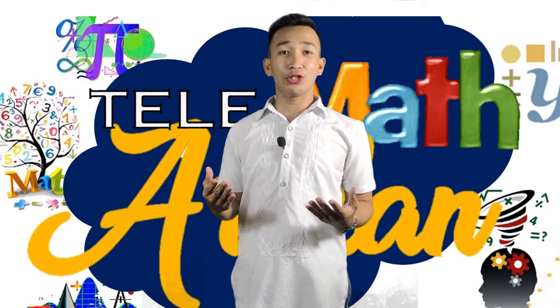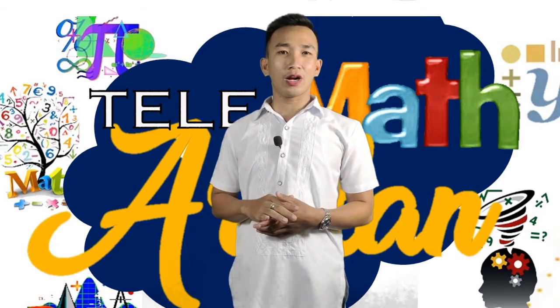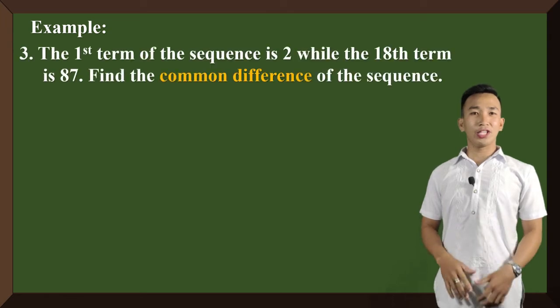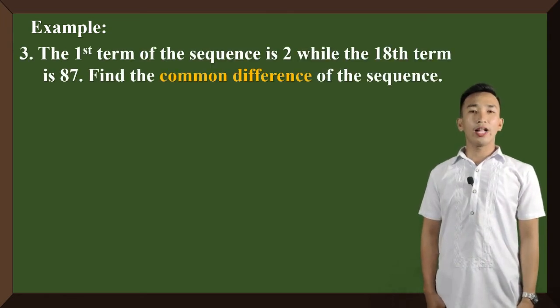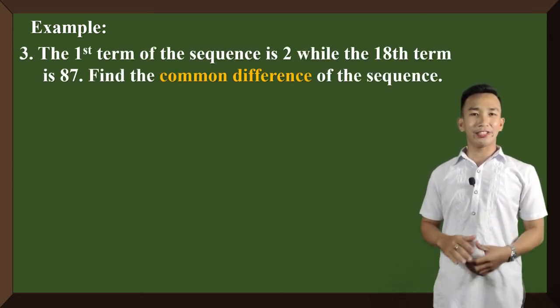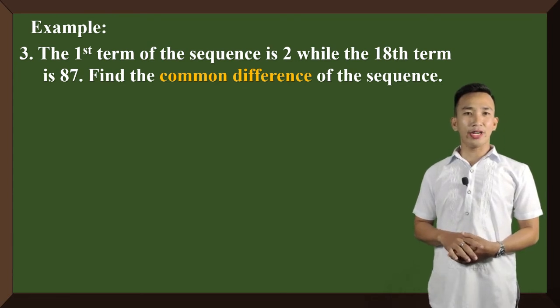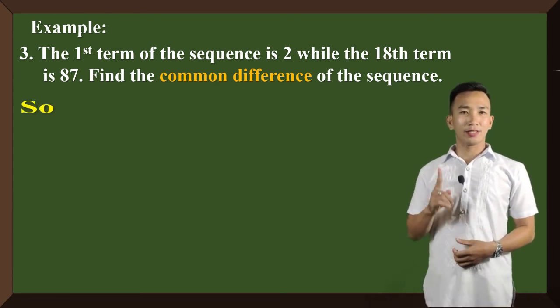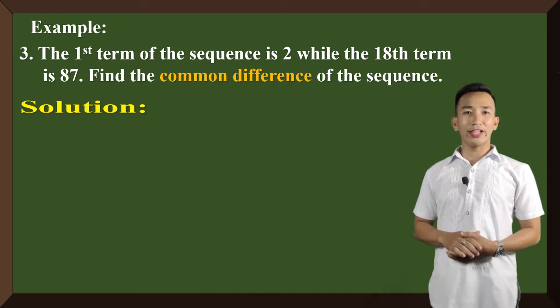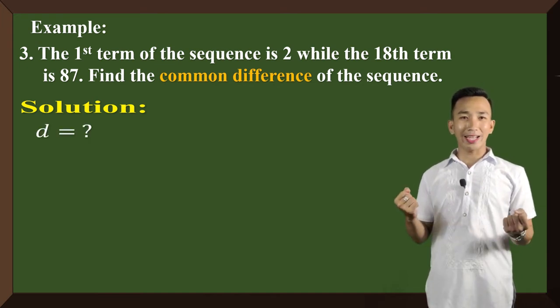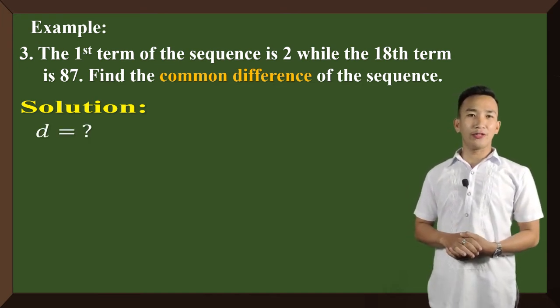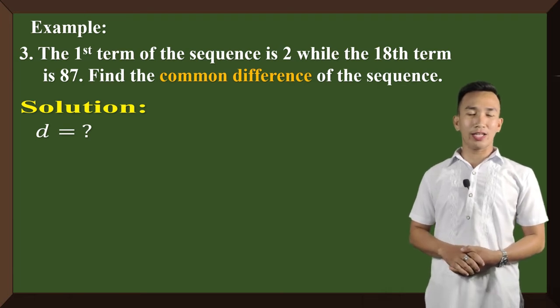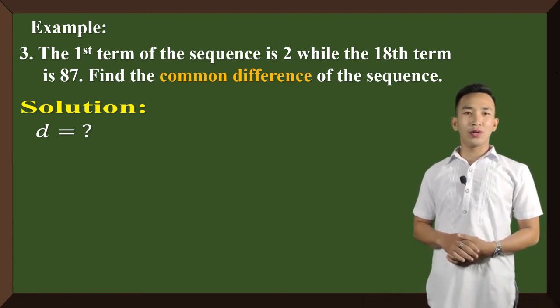The third example shows how to determine the common difference of a sequence. The first term of the sequence is 2, while the 18th term is 87. Find the common difference of the sequence. Step 1. What is being asked? Correct. You are asked to find the common difference of the sequence. Step 2.